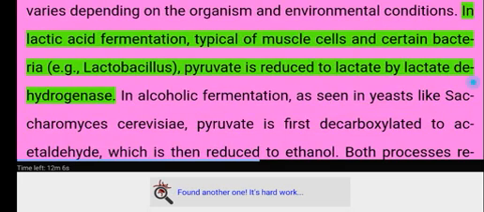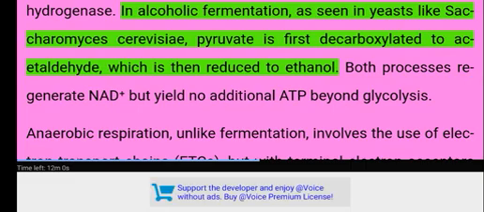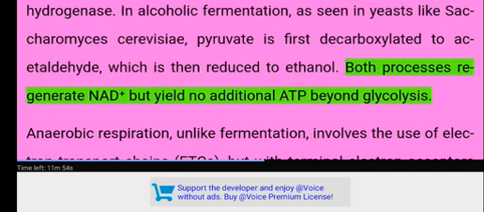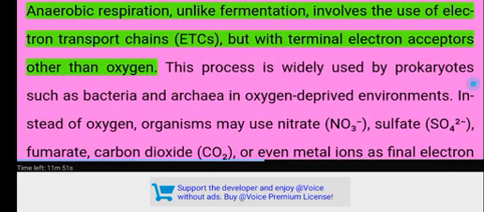In lactic acid fermentation, typical of muscle cells and certain bacteria, e.g., Lactobacillus, pyruvate is reduced to lactate by lactate dehydrogenase. In alcoholic fermentation, as seen in yeasts like Saccharomyces cerevisiae, pyruvate is first decarboxylated to acetaldehyde, which is then reduced to ethanol. Both processes regenerate NAD+ but yield no additional ATP beyond glycolysis.